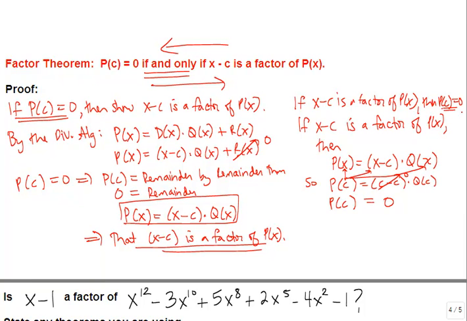So we just showed that if you assume that x minus c is a factor, then we get the conclusion that P of c must be 0. So we've just proven it in both directions. Okay?